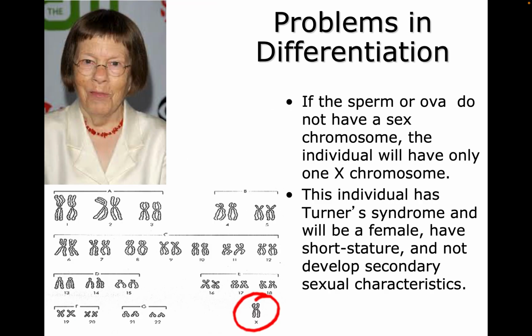If the sperm or ova do not have a sex chromosome, the individual will have only one X chromosome. This individual has Turner syndrome and will be a female. They will be of short stature and not develop secondary sexual characteristics.